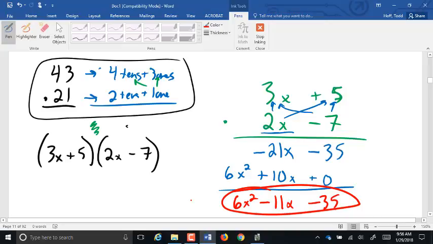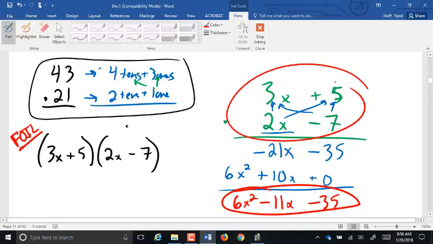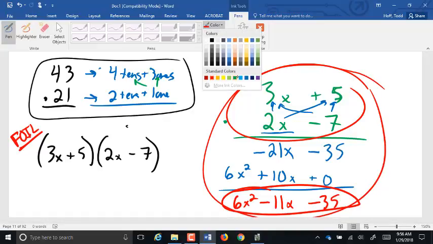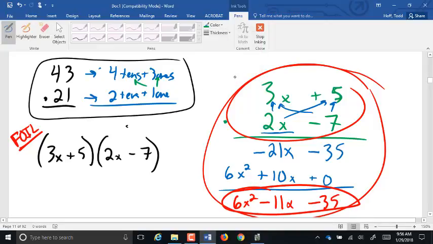Many of you were probably taught a shortcut called FOIL. FOIL is just a shortcut to simulate this and make it a little shorter. This is the long way or the full way of multiplying them out. In FOIL, the F stands for first. So you multiply the first digit in each number. 3x times 2x is 6x squared.